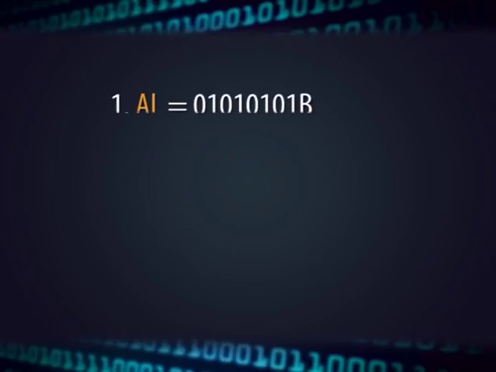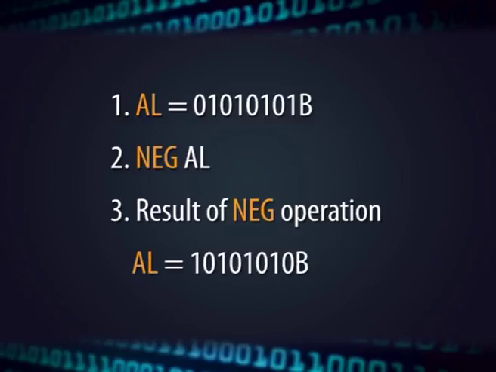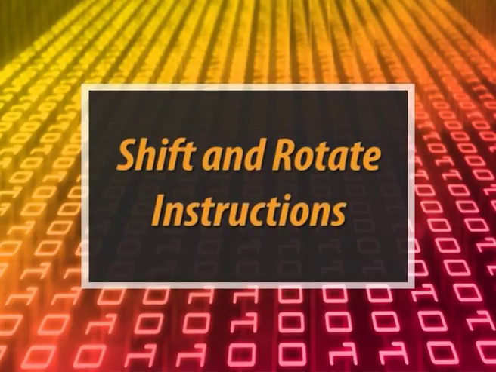The first instruction initializes the register AL with the contents as shown, and then when the instruction NEG AL is executed, it complements all the bits of the register AL, and the final result is as shown. As you can see, all the bits of register AL are complemented. That means, if earlier the bit contains 1, now it contains 0. If the earlier bit contains 0, now it contains 1.